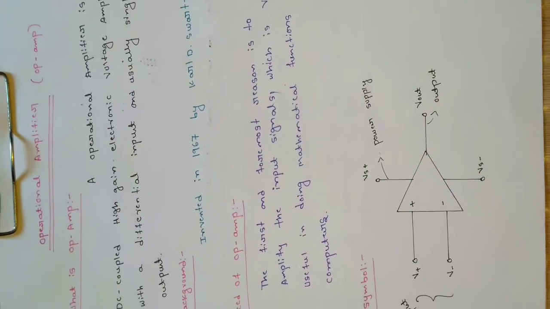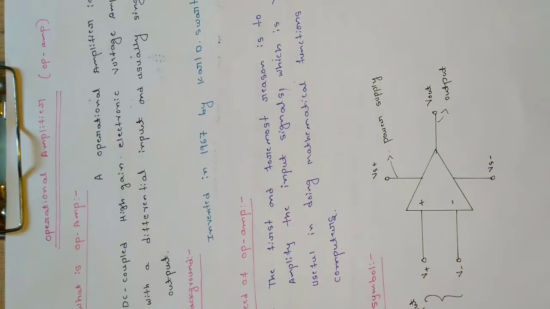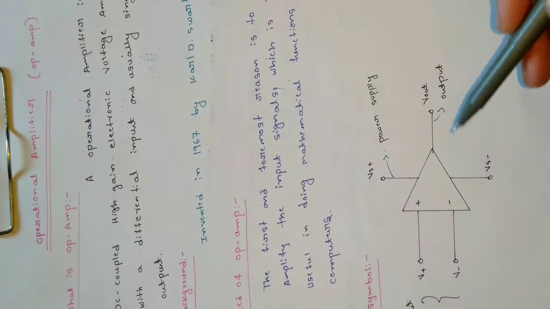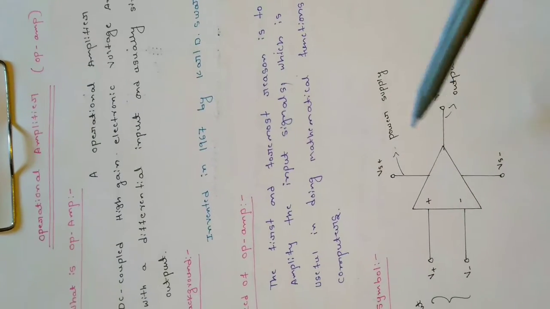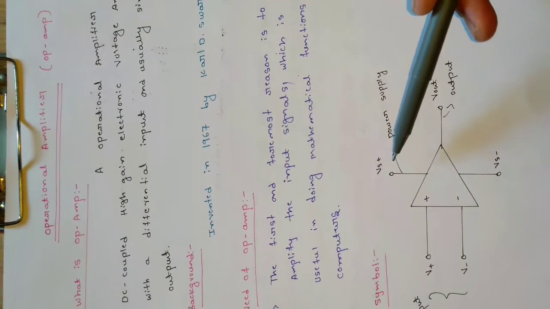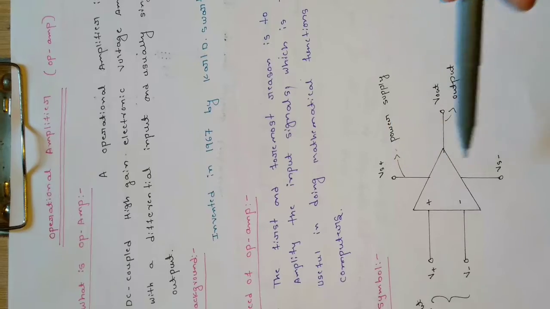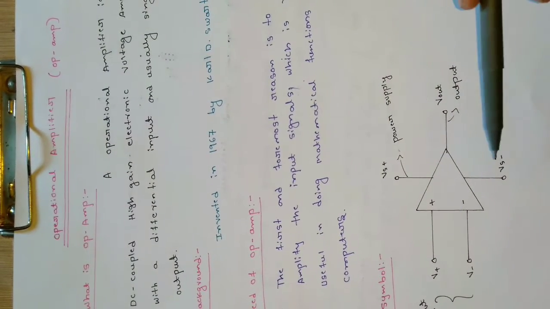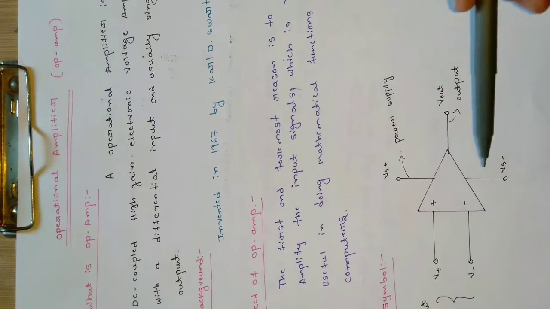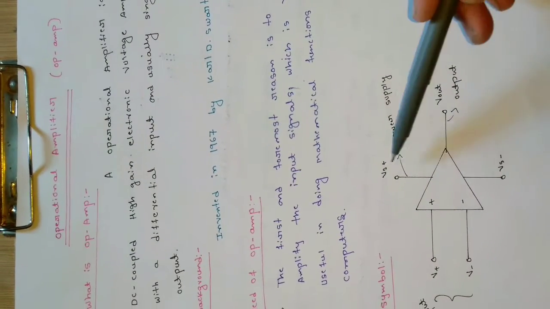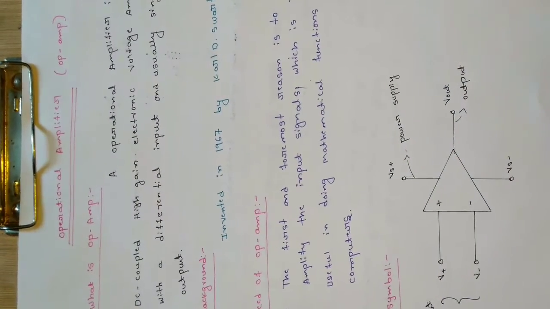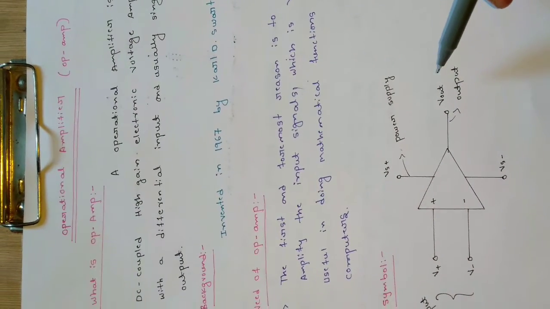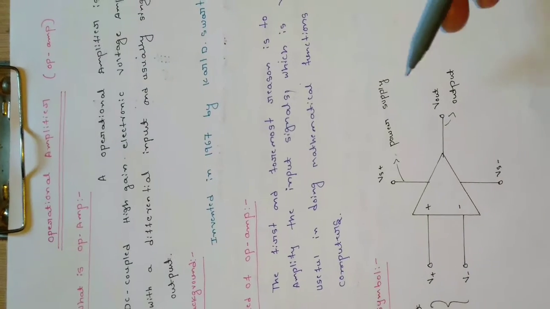Next, coming to the symbolic representation of an op-amp. An op-amp is basically represented by a triangle. It has got power supply inputs, Vs plus and Vs minus, the positive and negative power supply. It can be plus 5 volt and minus 5 volt, plus 12 volt and minus 12 volt, plus 15 volt and minus 15 volt. Combinations like these can be provided to it. This is the output pin. It generally has only one output, that is V out here.